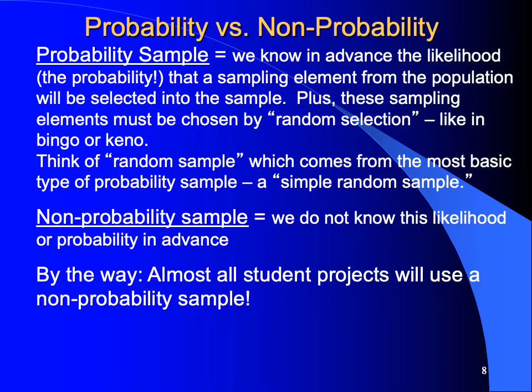What that means is that the researcher has no control over which elements are selected into the sample. A perfect example of random selection is Keno or bingo. What is Keno or bingo?